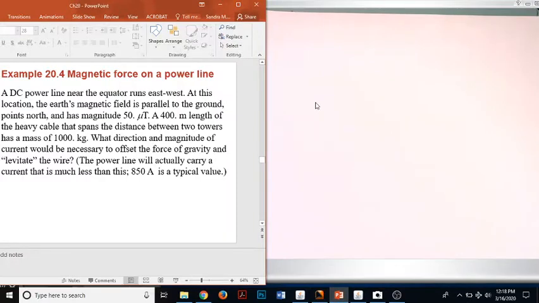Okay, so I've got this power line that runs east and west, and at this location, Earth's magnetic field is parallel to the ground, points north, and has a magnitude of 50 microteslas. So let's draw what that looks like.